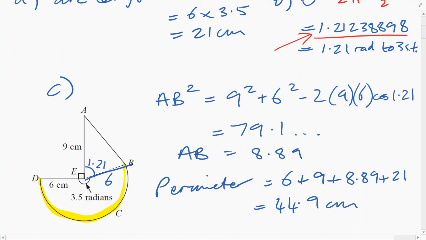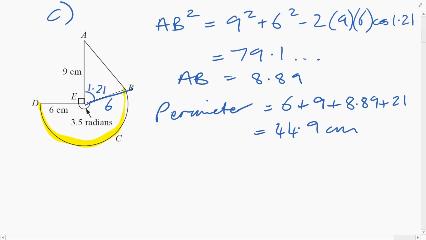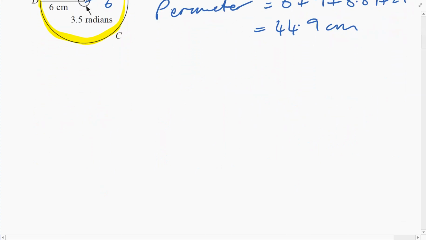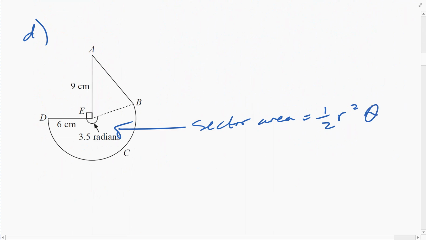And then part D, what does D say? It says find the area. Probably could have guessed that. So part D, we've got to find the total area of this. For part D, the area of the sector, we're in radians, so we can just use that formula there, which is a half times 6 squared times 3.5. So 18 times 3.5 is 63.